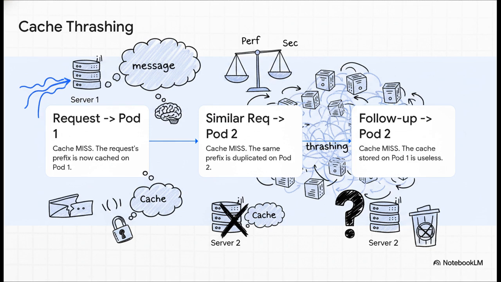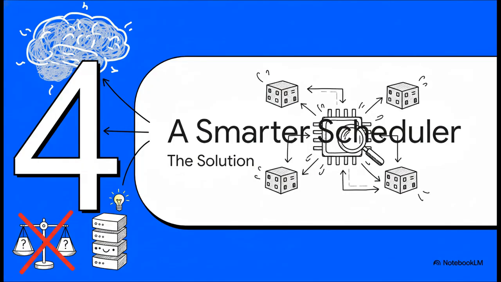Well, server 2 knows nothing about what happened on server 1. So it's a cache miss. It has to redo all the work from scratch. Suddenly, all those amazing benefits of caching are just gone. So, how do you fix this mess?